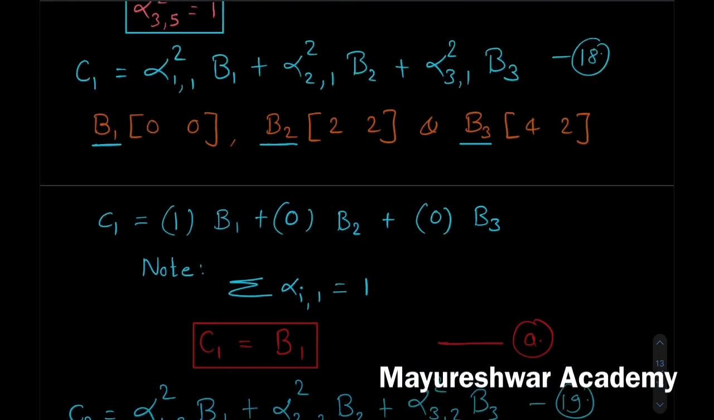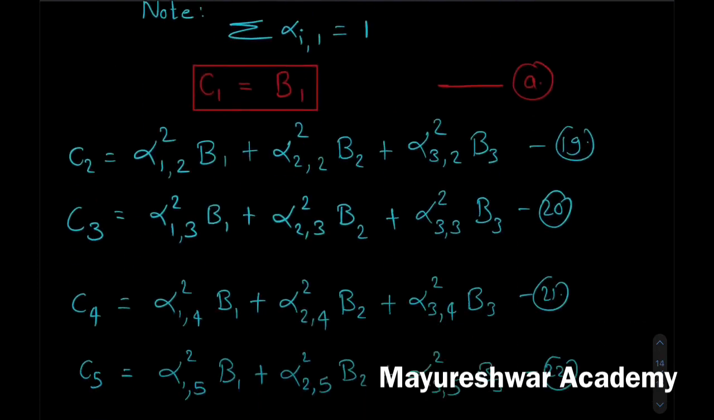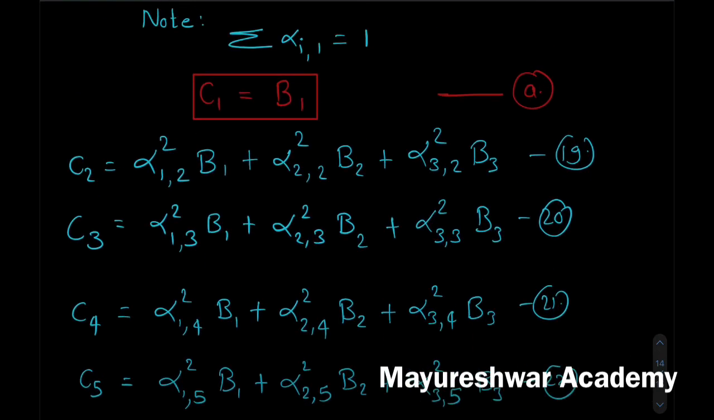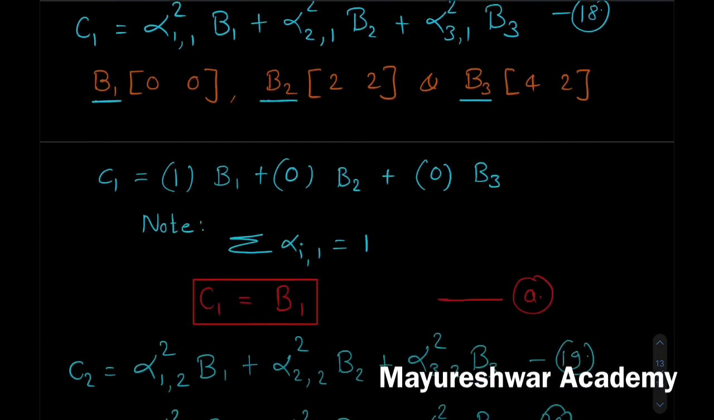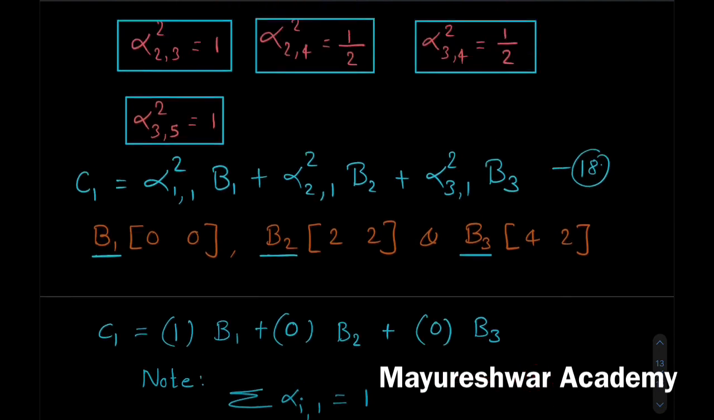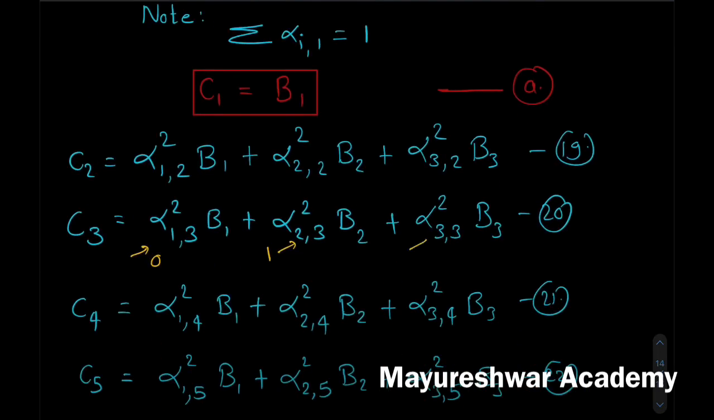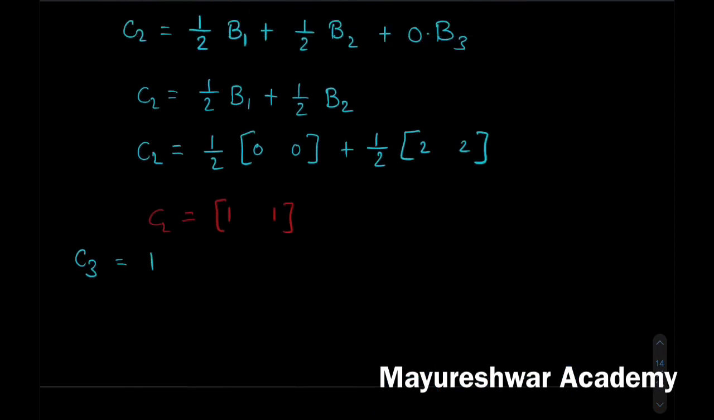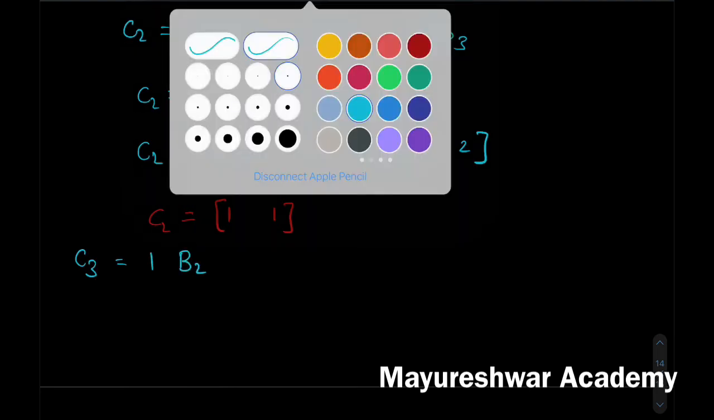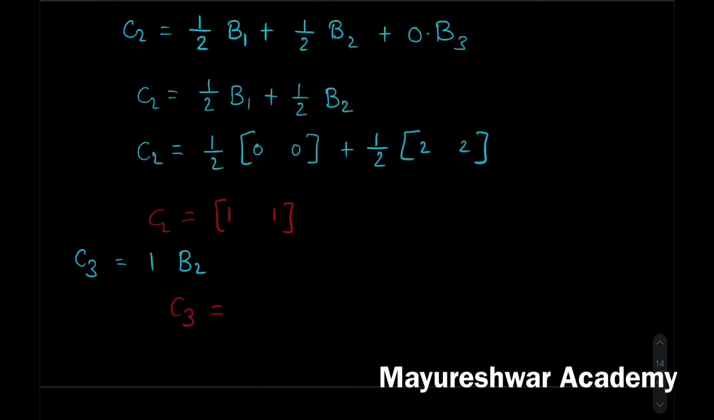Let us go for C3. Now let us look for these coefficients. First of all, alpha 1 comma 3 is 0. We don't have this value. Similarly, alpha 2 comma 3 is not there. Sorry, it is okay, unit value. Alpha 3 comma 3 is 0. So this comes out to be 1 times B2. So C3 is identical to B2, which is 2 comma 2.